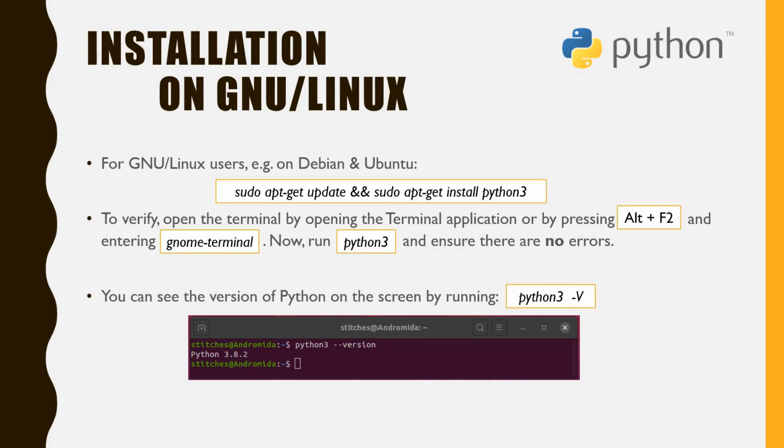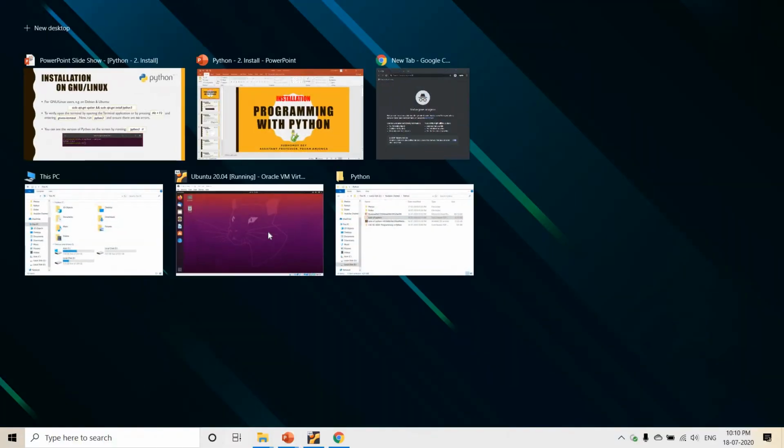In order to verify whether Python 3 is properly installed into your system or not, what you have to do is simply type the command python3 space hyphen capital V, or you can type python3 space two hyphens version. Let's try to do it on our own.